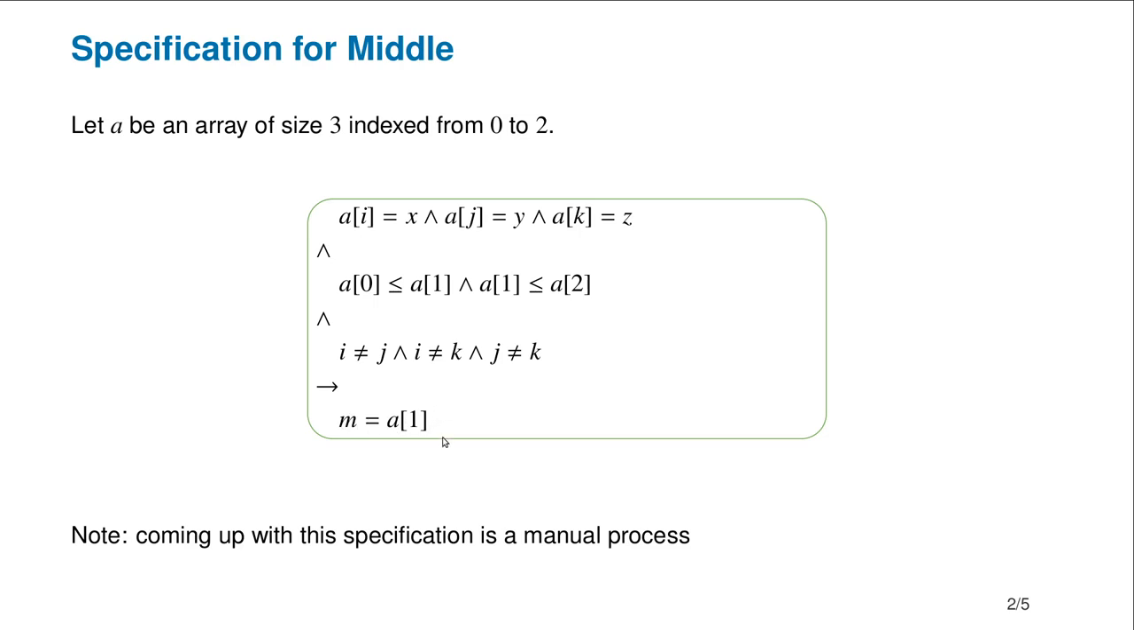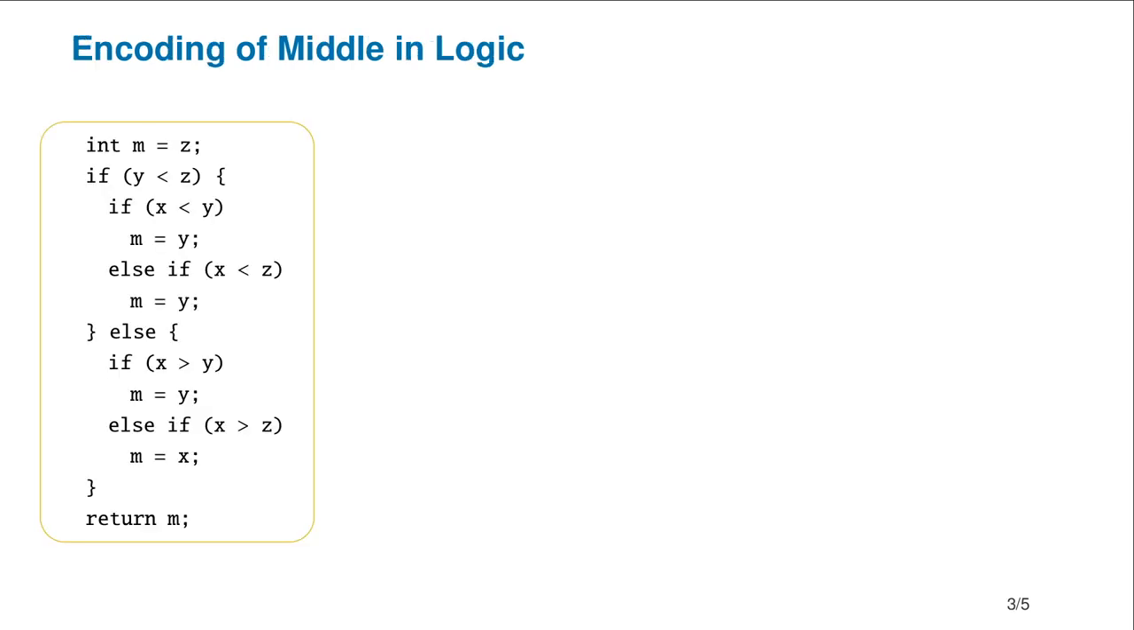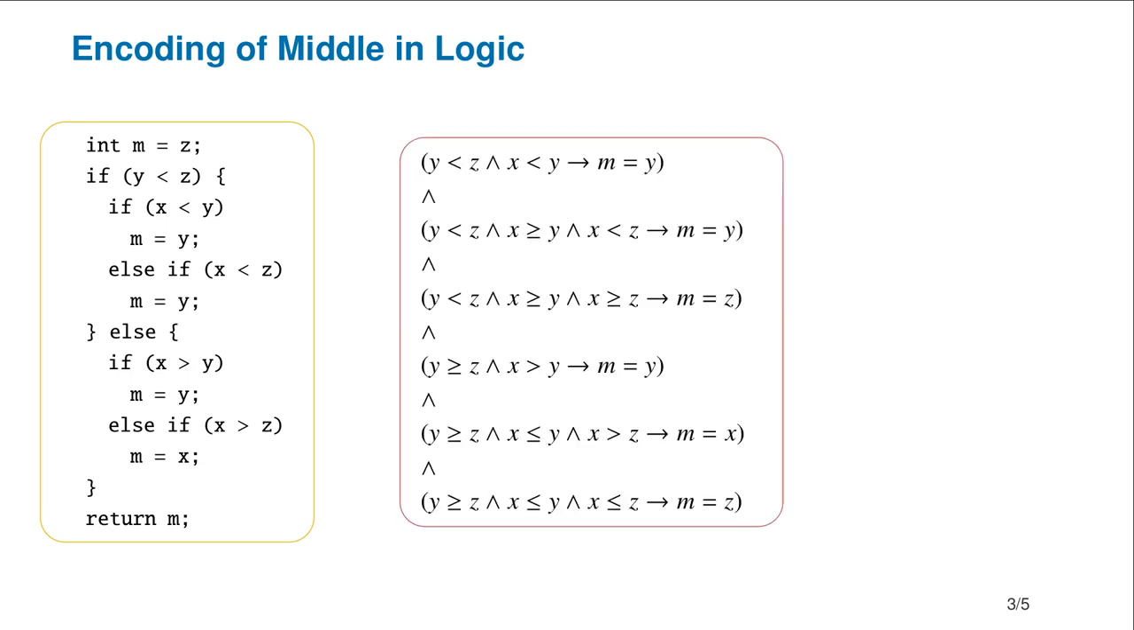Note that coming up with this specification is a manual process, so this we could not derive automatically from the program, but we had to describe very concisely what our program is supposed to do. However, if we have the program, then translating this to an SMT formula is much simpler.